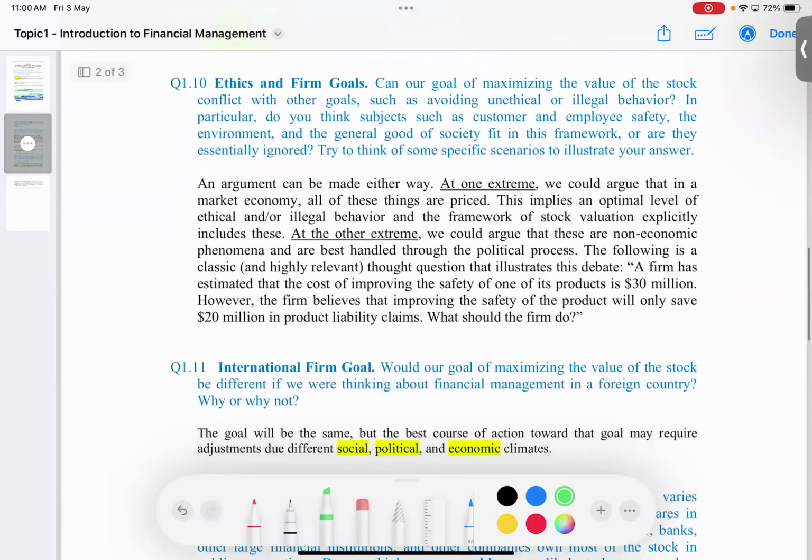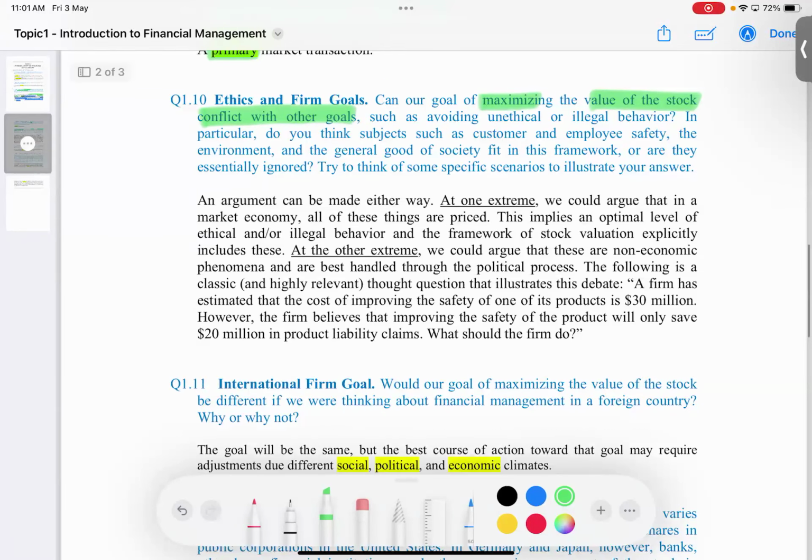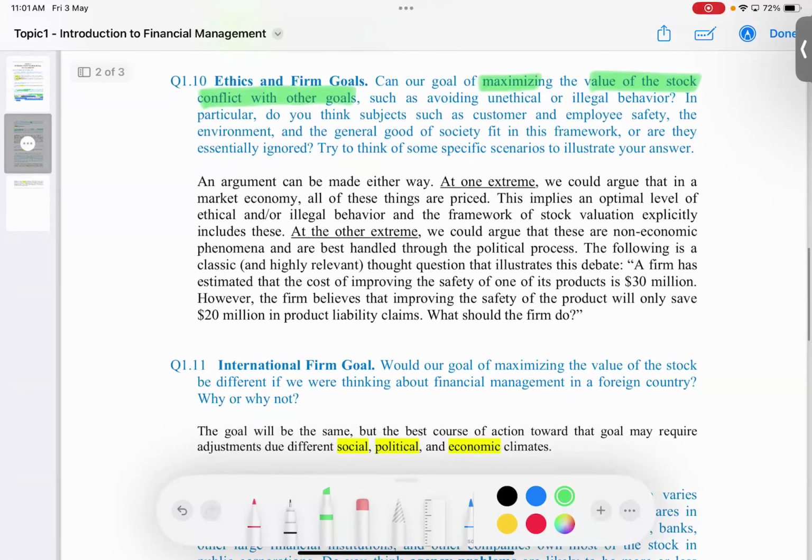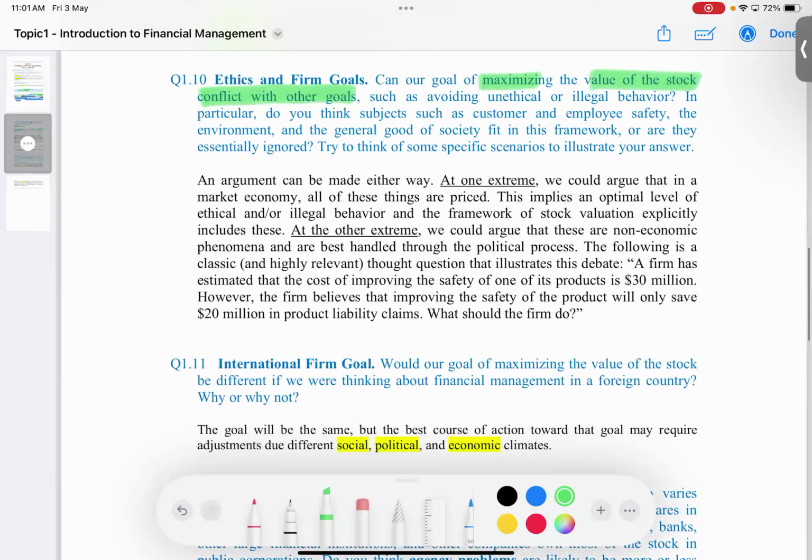Okay, next question is about ethics. The question here is asking, can our goal of maximizing the value of the stock conflict with other goals, such as avoiding unethical or illegal behavior? In particular, do you think subjects such as customer and employee safety, the environment, and the general good of society fit in the framework, or are they just essentially ignored? Try to think of some scenarios.